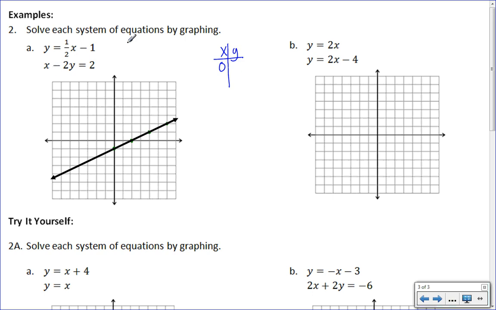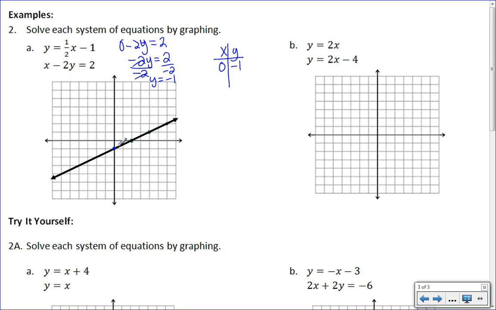When you put in 0 for x, you have 0 minus 2y equals 2. Well, 0 minus 2y, the 0 just goes away. This is just negative 2y equals 2. And to get rid of this negative 2, we'll divide. And we get y equals negative 1. So one of the points that's on this line is at (0, -1).